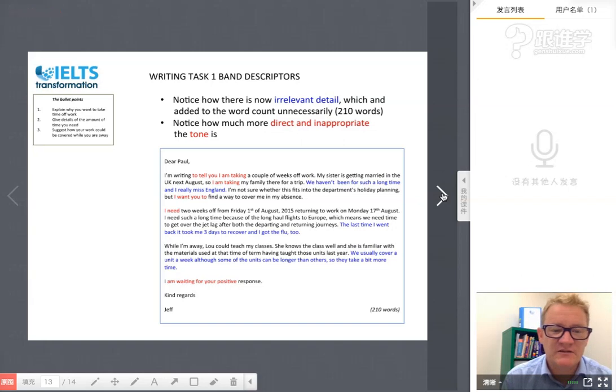And you can see in here, look, I've changed the tone to be more direct. Now it's not inappropriate at all. So I'm writing to tell you that I'm taking a couple of weeks off work. My sister is getting married in the UK next August, so I'm taking my family there for a trip. We haven't been for such a long time and I really miss England. So your manager doesn't care that you haven't been to England for a long time. So all the text in blue, look, the last time I went back, it took me 3 days to recover and I got the flu too. Again, irrelevant. Does not help you answer the question, so don't do it.